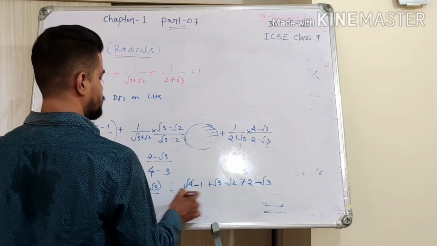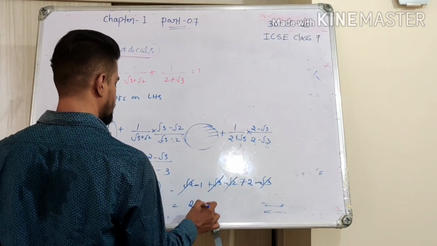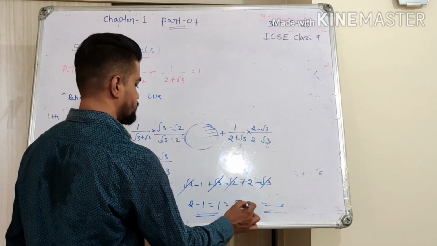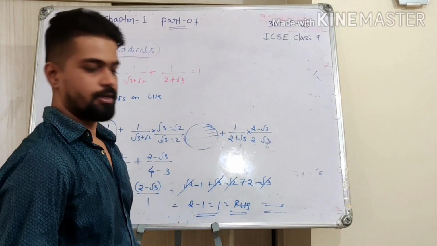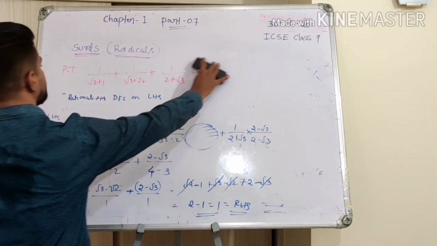So we end up with this root 2 cancels. Root 3 cancels. We end up with 2 minus 1, which is 1. So that will be which is equal to what? RHS. Right? That is the proof. It is a very simple simplification. There is nothing big in this proof. Okay.